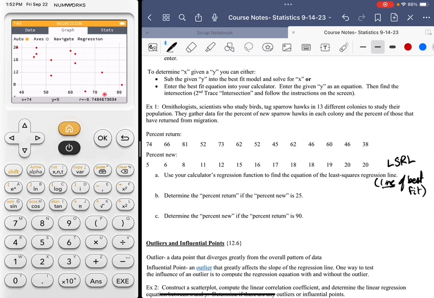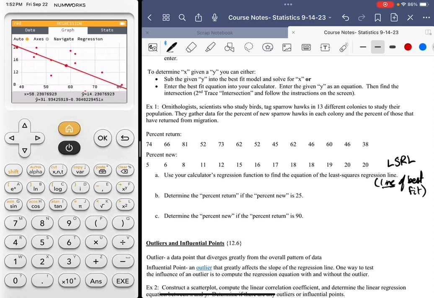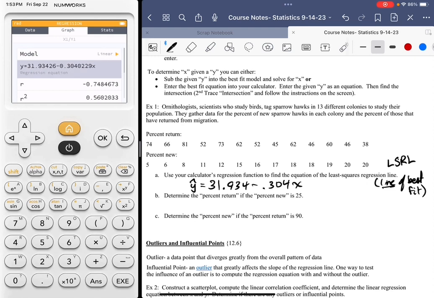I got my graph. The scatter plot doesn't really show much of a pattern, but I go up to regression, select the second one, and at the bottom of the screen, if I hit the down arrow, it gives me the actual equation. So y hat is equal to 31.934 minus 0.304x. I could also get that if I go into regression. Maybe it's a little nicer here. It also gives us the correlation coefficient R, which is really good. It's all one-stop shopping once you select regression.